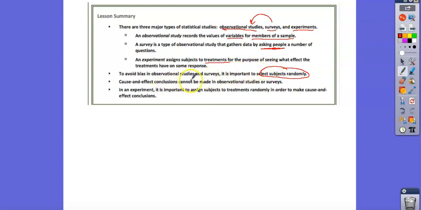Cause and effect conclusions cannot be made in observational studies, and in experiments, it's important to assign subjects to treatments randomly in order to make cause and effect conclusions.